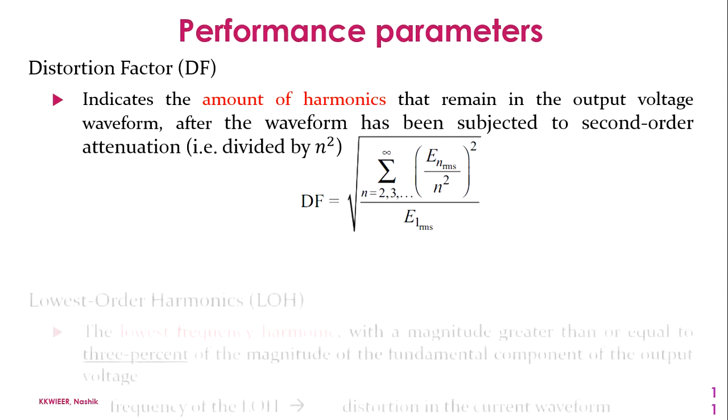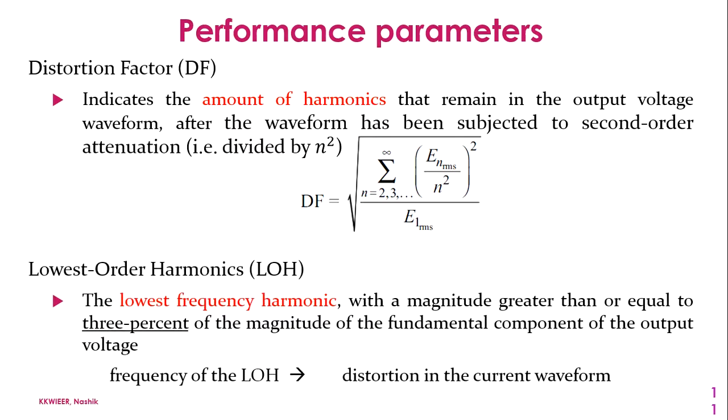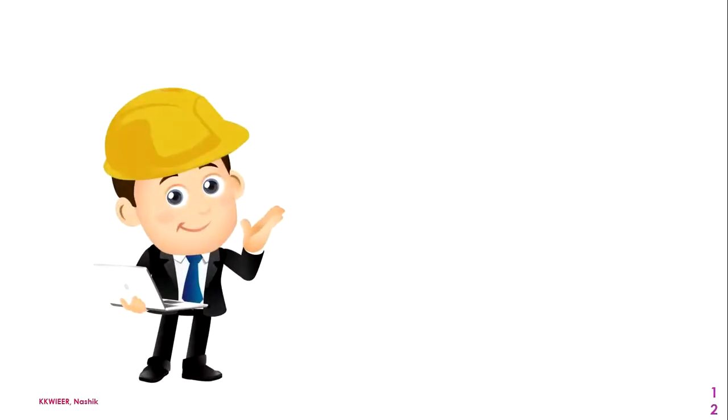And the last factor is lowest order harmonic, LOH. This is the lowest frequency harmonic with magnitude greater than or equal to 3% of the magnitude of the fundamental component of the output voltage. So the higher the frequency of LOH, the lower will be the distortion in the current waveform. So this is all about the performance parameters.